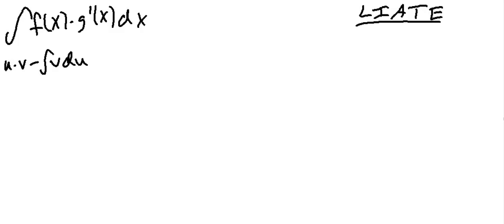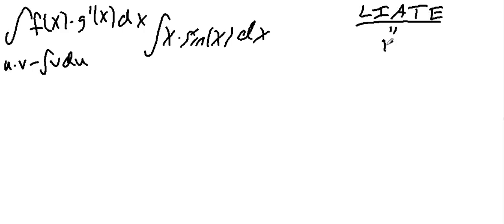For our last example, we're going to be doing the integral of x times sine of x dx. So for this one, again, we're using our acronym. So we have our A, algebraic, is equal to x, and then sine is a trig function. So that is our T, which means that x equals u and sine of x is equal to dv.